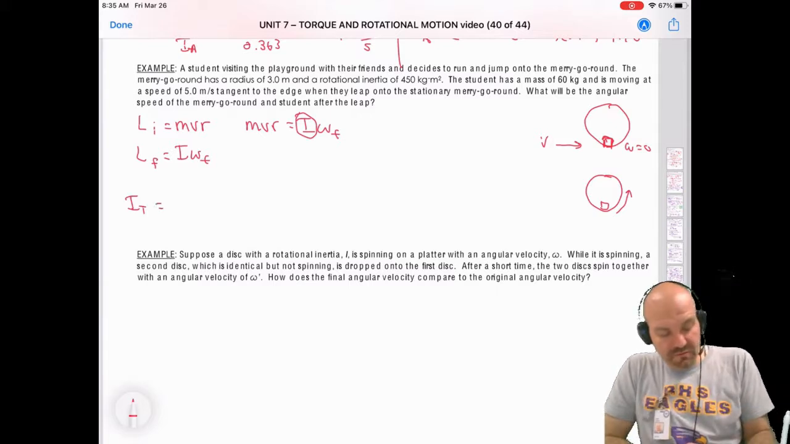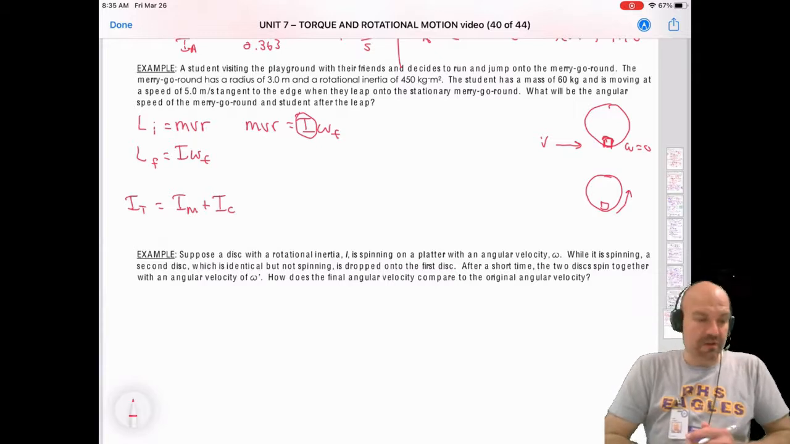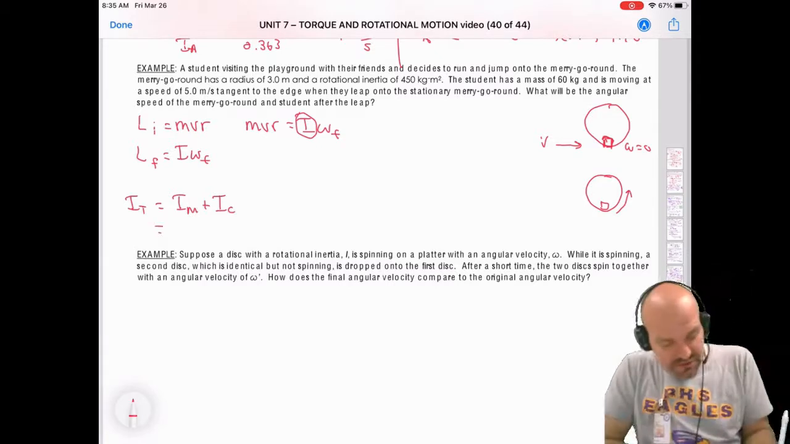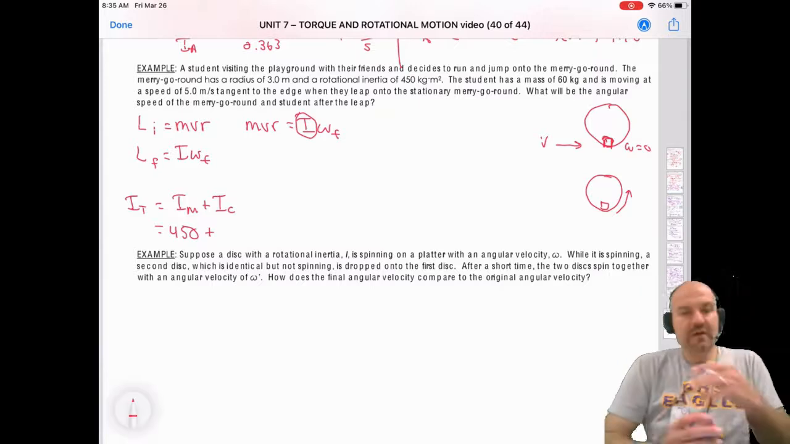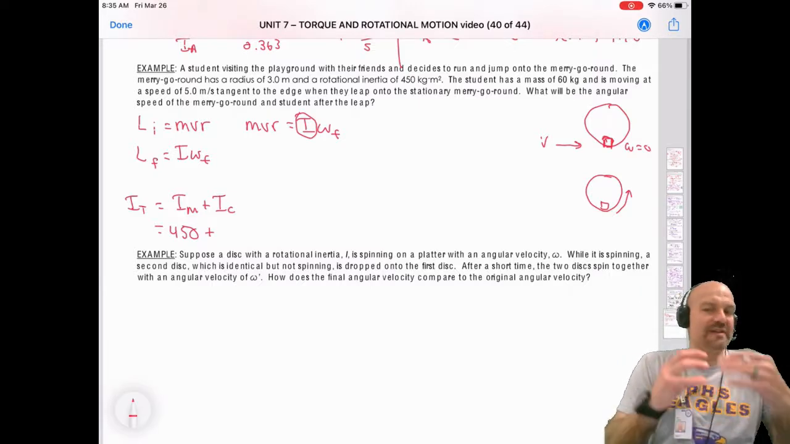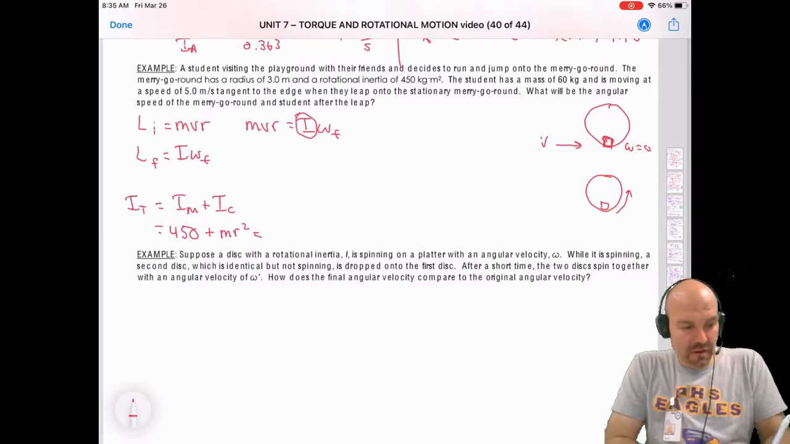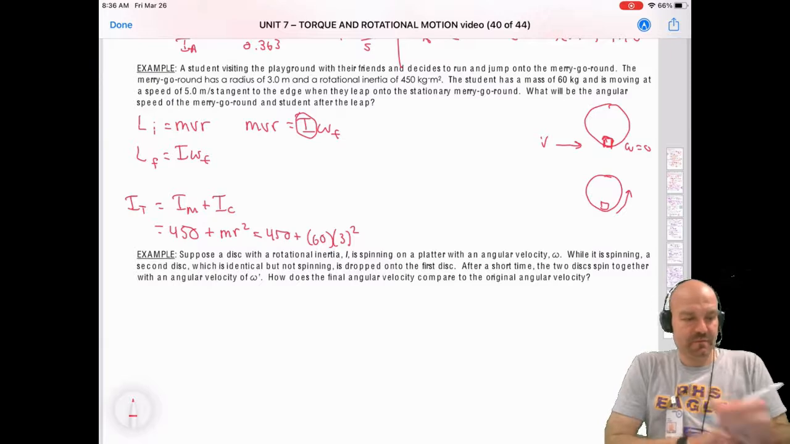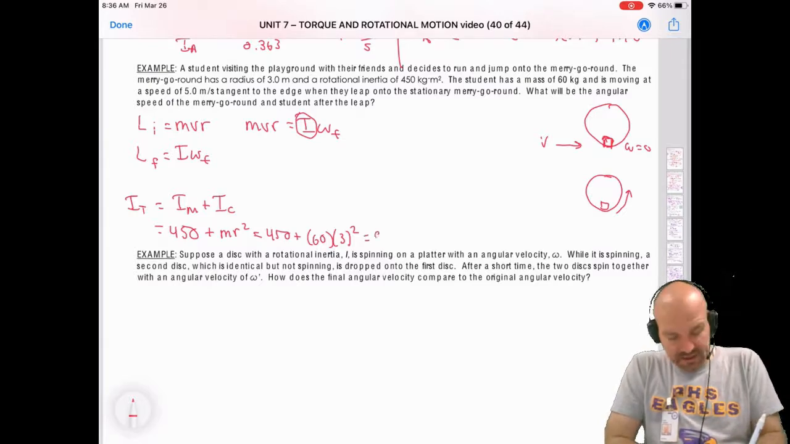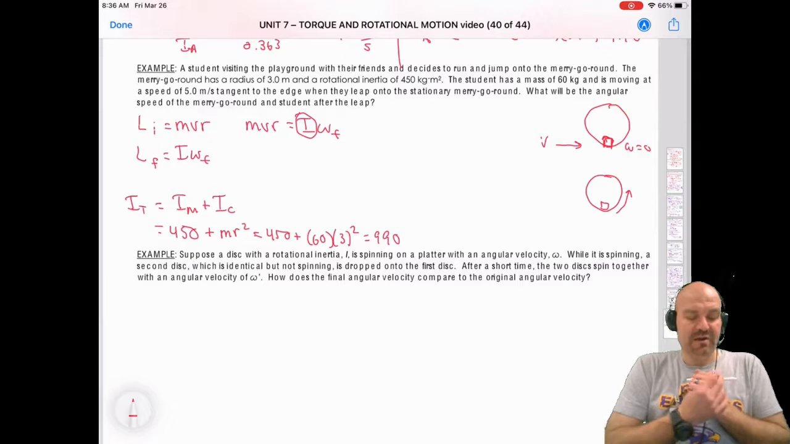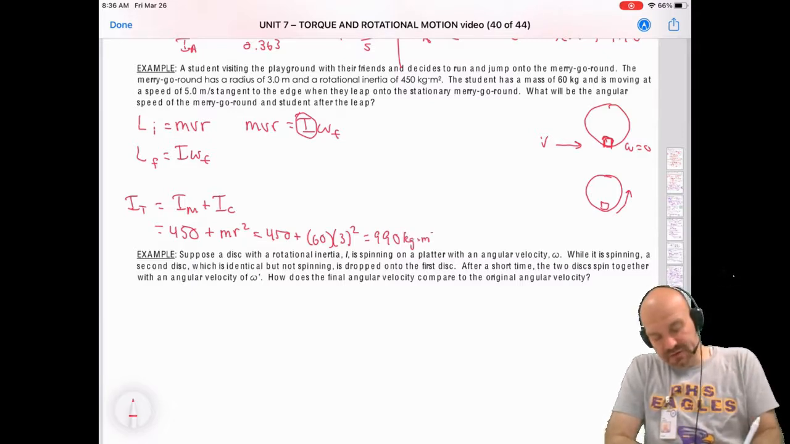And so the total moment of inertia will be the moment of inertia of the merry-go-round plus the moment of inertia of the child. Now, the moment of inertia of the merry-go-round they give us, right? It's just 450. The child is now going to be treated as a point mass at that distance, at that radius. And so the general equation is just simply mr squared, right? And so we're going to do 450 plus a 60 kilogram child out at 3 meters, right? And so this is going to give us a moment of inertia of 990 kilograms times meters squared.